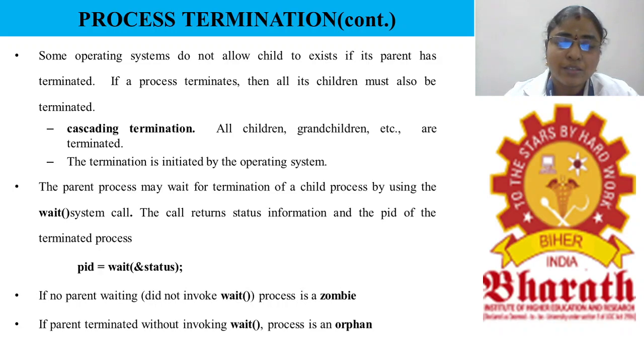The parent process may wait for termination of a child process by using the wait system call. The call returns the status information and the process ID of the terminated process, that is, pid = wait(&status). So the status will be moved to the wait system call. If no parent is waiting, that is, it did not invoke wait, the process is named a zombie process. If the parent terminated without invoking wait, the process is called an orphan process.